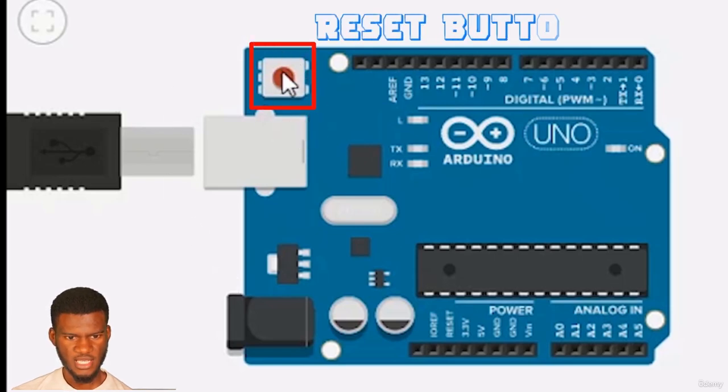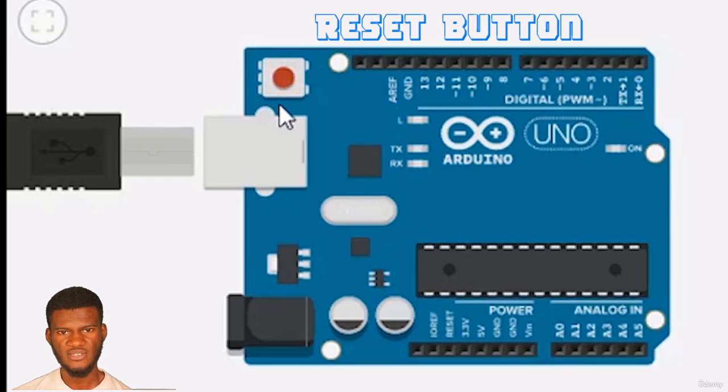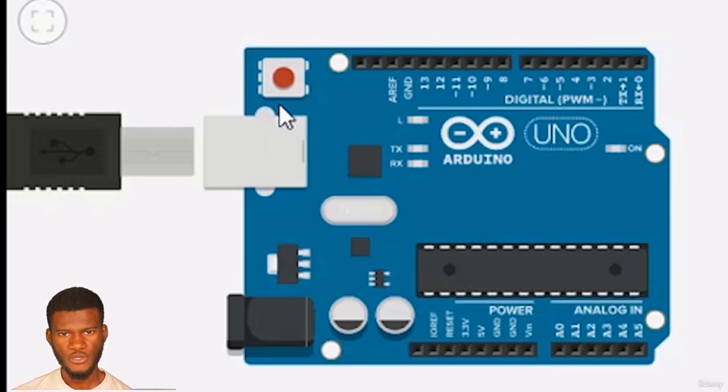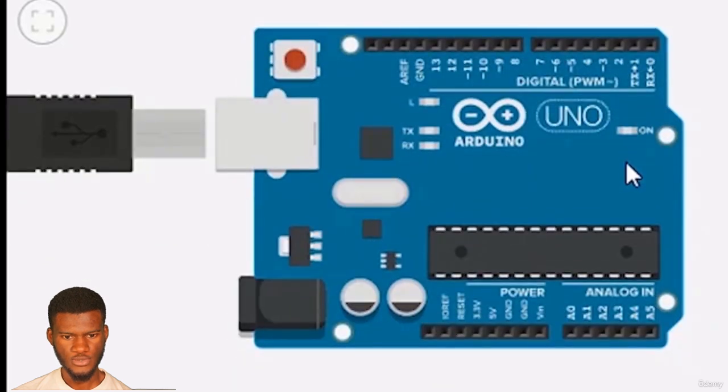So now this is the reset button. When you press the reset button, it will automatically restart your code from the top. So your code just keeps running from the top to bottom. If you have a problem and you need to debug, you just need to press the reset button and then try to see where the error is coming from. Alright, that's for the Arduino.